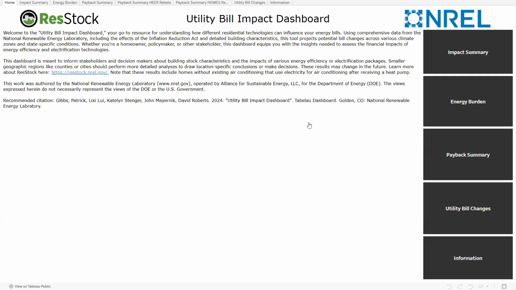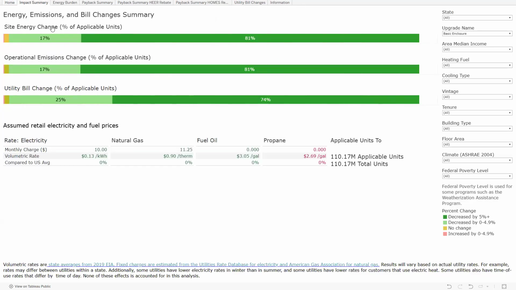To get started here, this is our homepage. The first page that I would take a look at is this impact summary. This page is going to be an overall look at what an upgrade may have to the site energy change, operational emissions change, utility bill change, as well as change to the consumer's electricity rate, natural gas, fuel oil, or propane. Then we also have this applicable units.